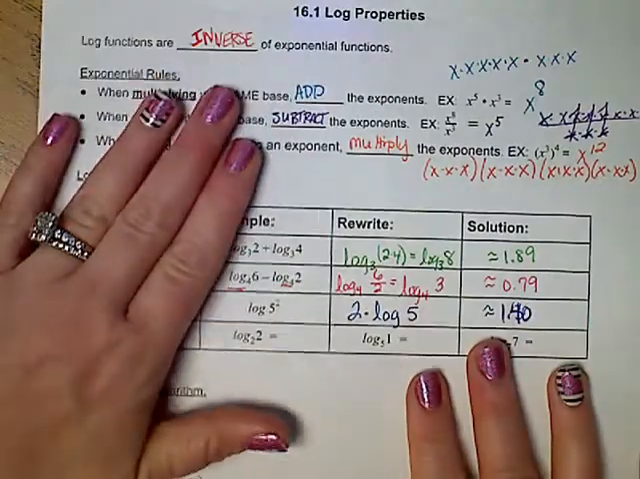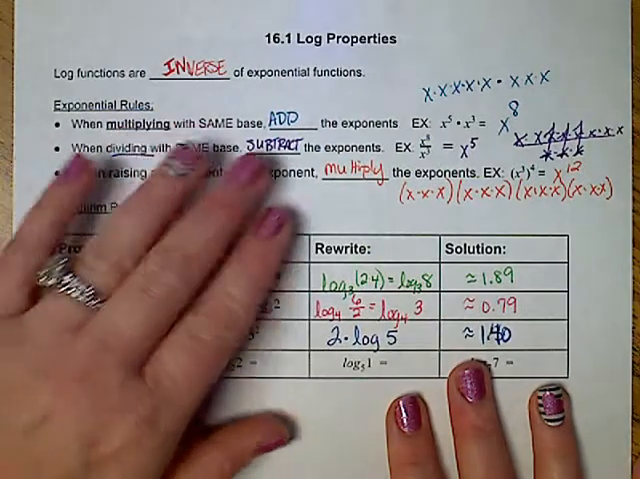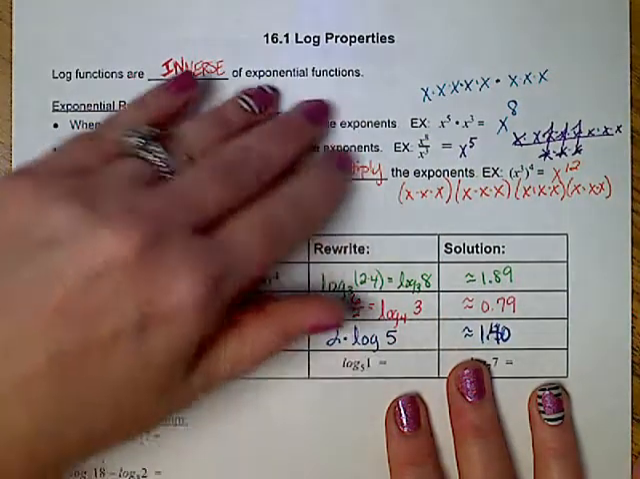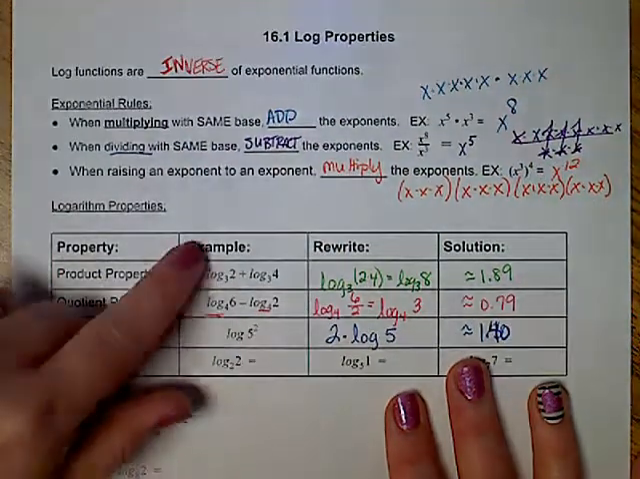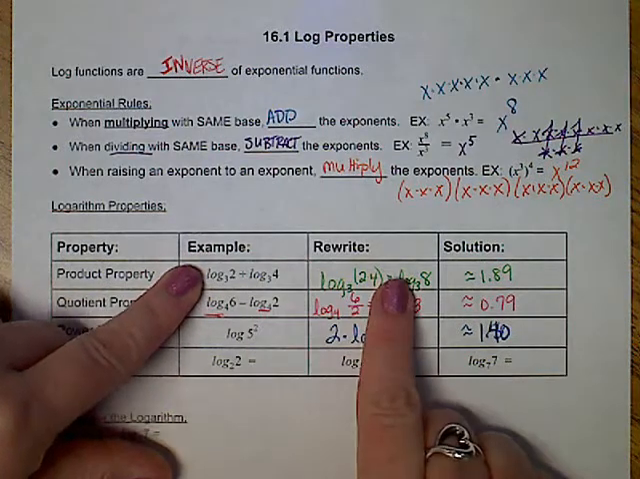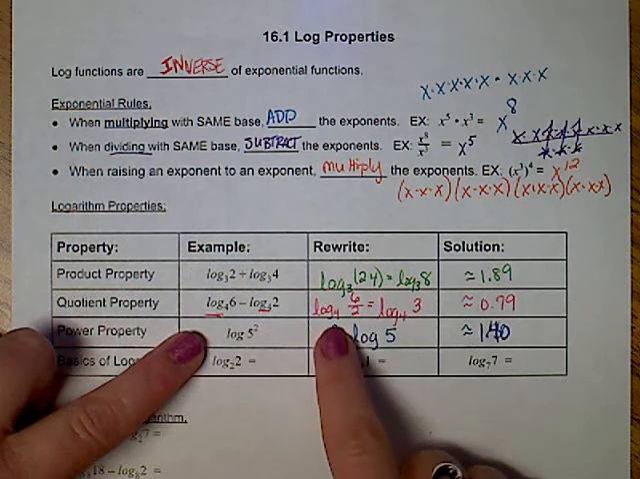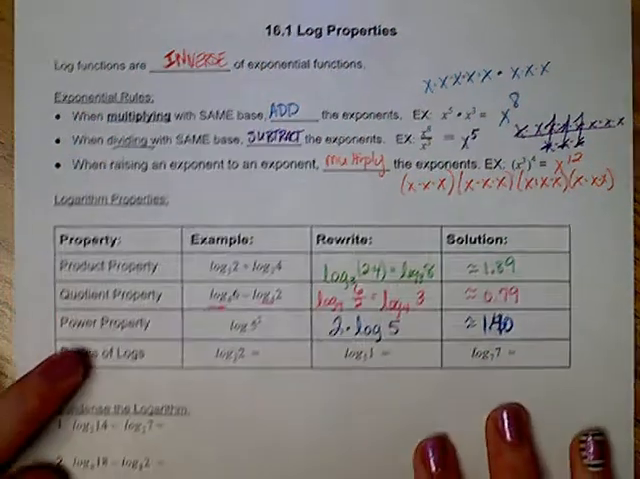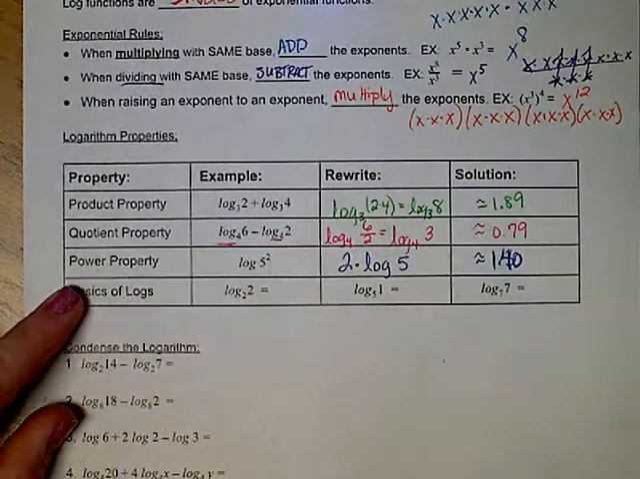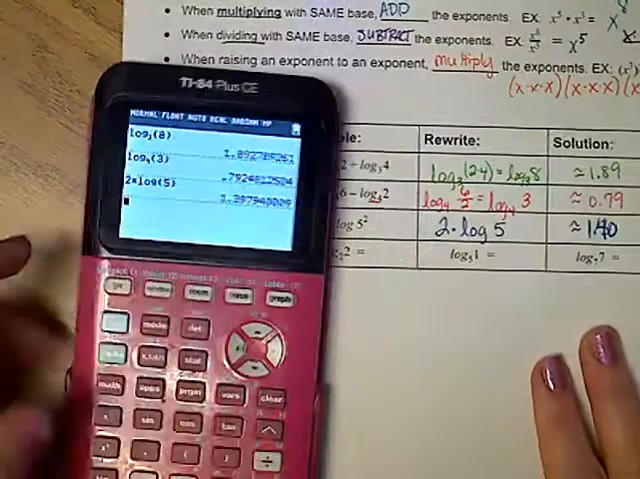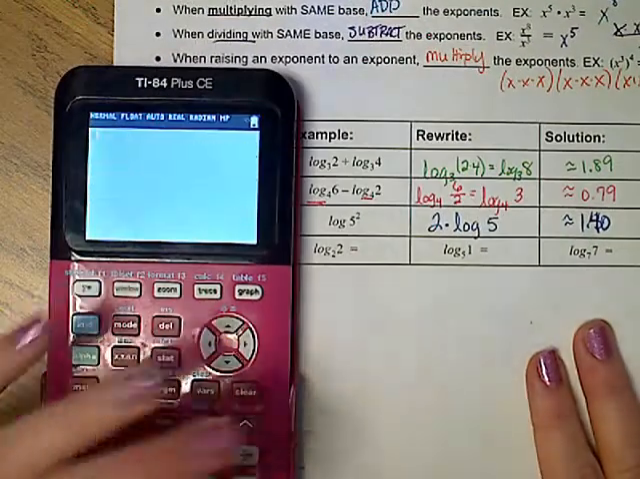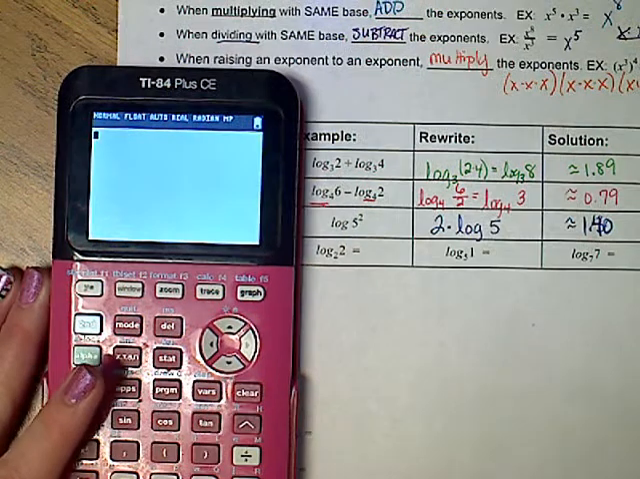We've got to know our exponential rules. Okay? So if we know these, we're working backwards. So when we're adding, we're really multiplying. When we're subtracting, we're really dividing. And when we have an exponent, it comes out front to multiply. Now these are some basics of logs that we need to know. And I'm going to put it in the calculator so that you see I'm not making this up. It is actually a true statement.